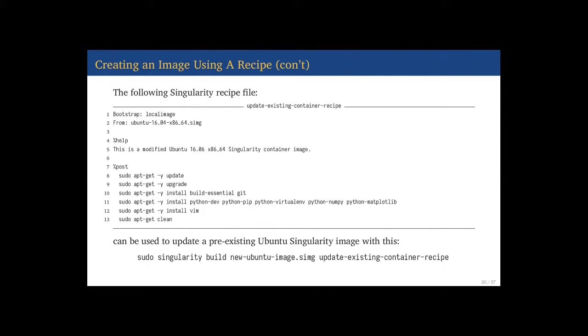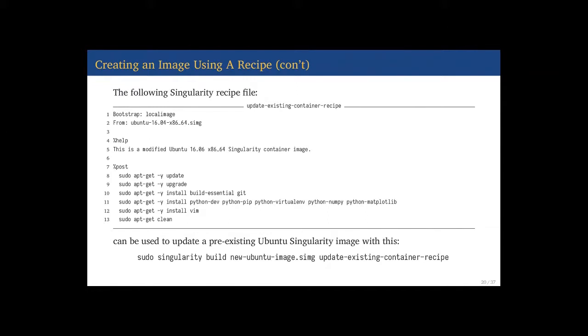And what you can do is put all the commands you want that would cause it to be upgraded. As you can see here, apt-get update, apt-get upgrade, which is how you update an Ubuntu system. And then we're installing build-essential, which will put on all the compilers and things like that. Install Git, install a bunch of Python stuff, install Vim, and then clean up those extra downloaded files because they just waste space.